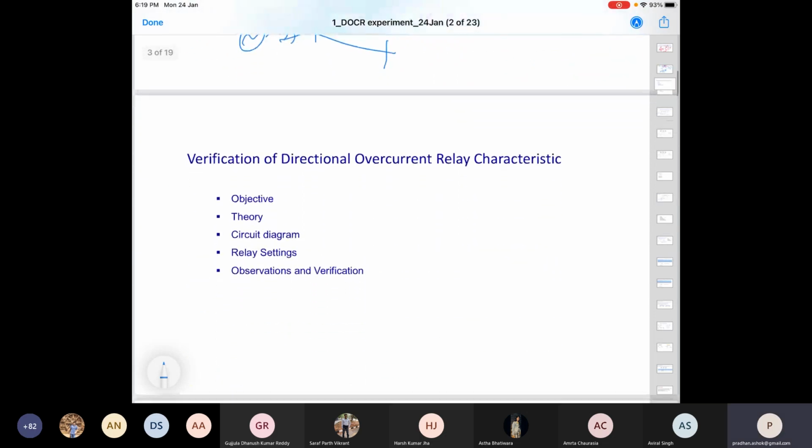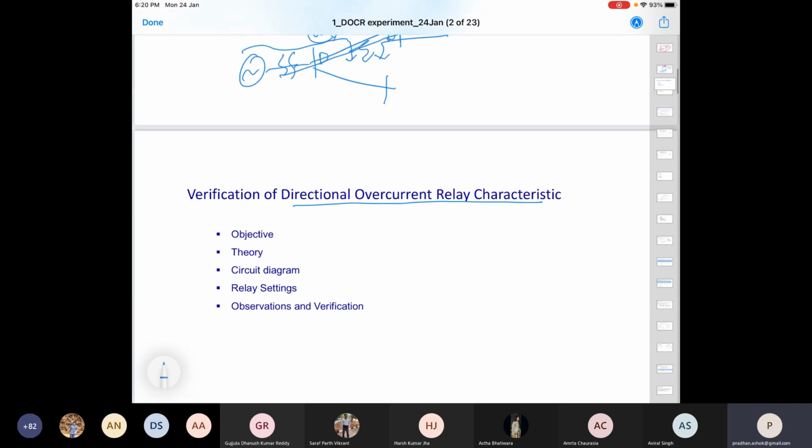So the objective here is verification of directional overcurrent relay characteristics. Direction can be known, but someone will ask the question, why not only a directional relay? The issue is, if you think about the directional relay, let us say this situation. Power will flow from here to here. So the current direction can be this side or that side. We are not talking about that as a fault situation, and it is not the task of the relay to trip at that moment.